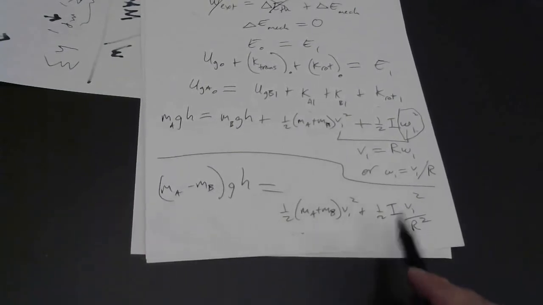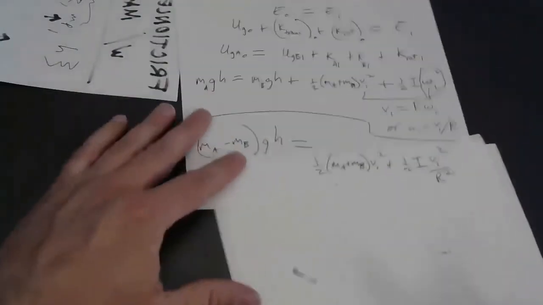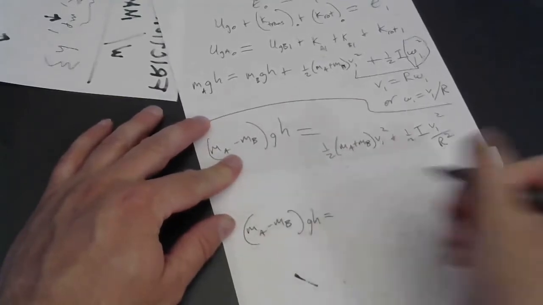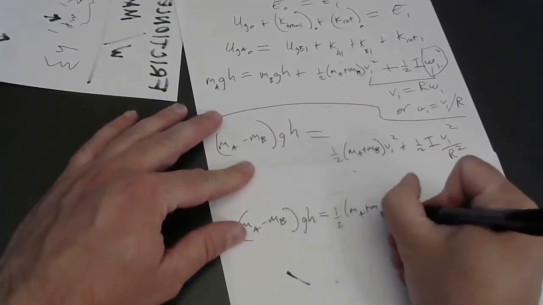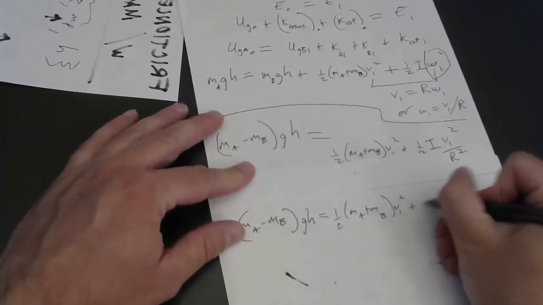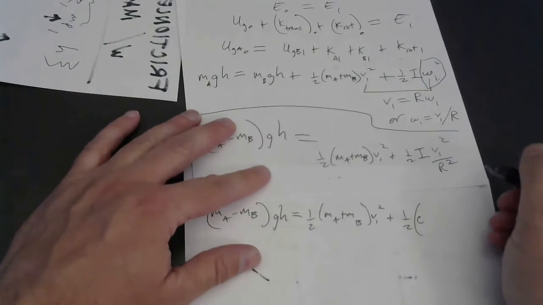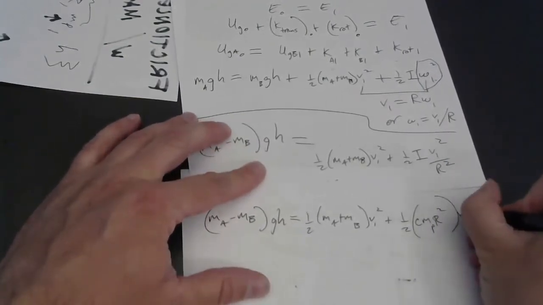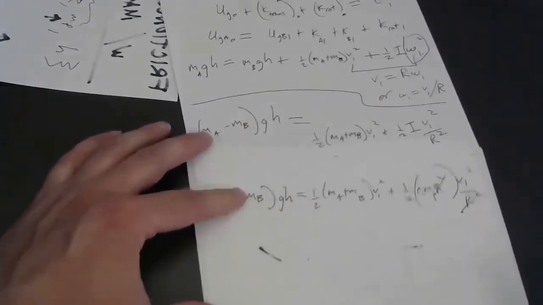Now, we can simplify this a little bit. We can make this R squared go away because remember the moment of inertia has an R squared in it. So let me rewrite this now, so that we can get one nice little formula at the end. One half, and then the moment of inertia is that general constant, which I've called C, your book doesn't necessarily call it that, times mass of the pulley, times radius squared of the pulley, times V1 squared over R squared. And now we see that the R squareds go away.